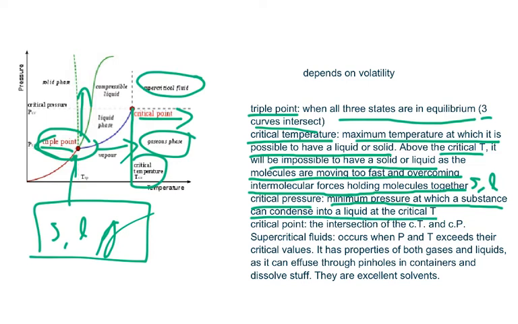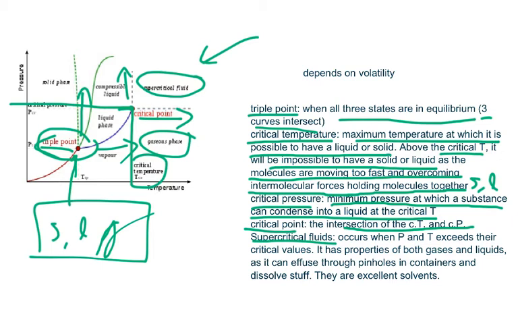So our critical temperature is here, and the minimum pressure at which a substance can turn into a liquid is going to be over here. So that's the minimum pressure, and the critical point will just be the intersection of the critical temperature and the critical pressure. Now we have to talk about this mysterious thing over here called the supercritical fluid.